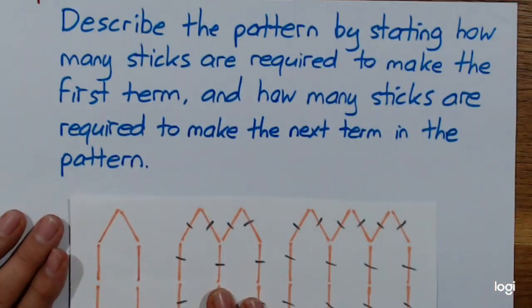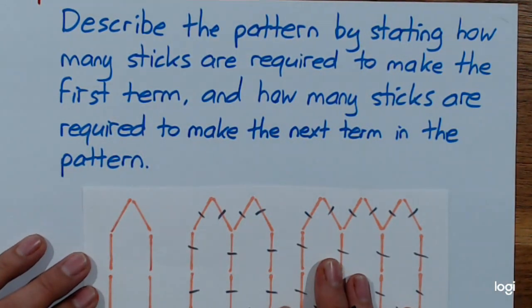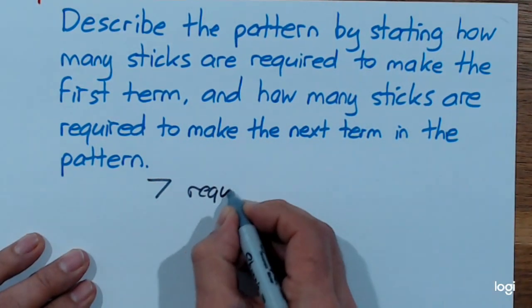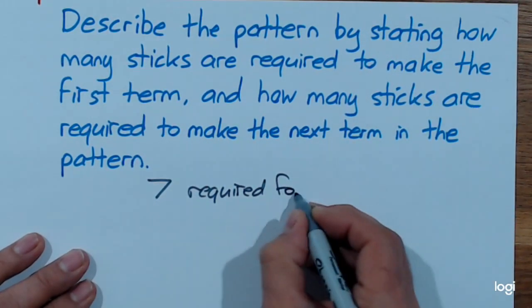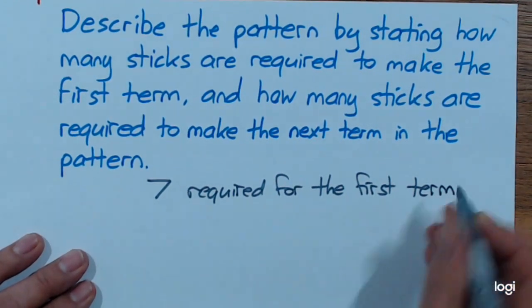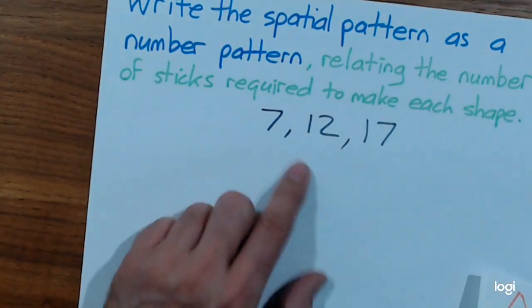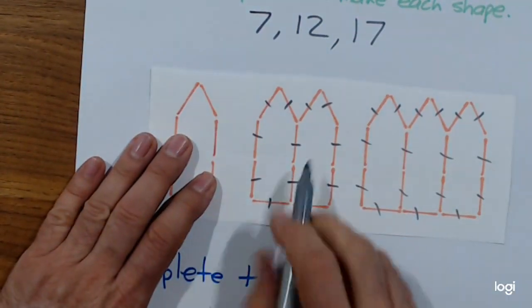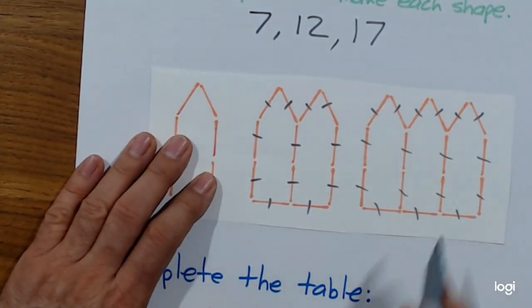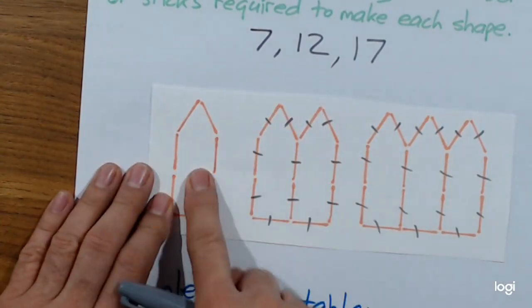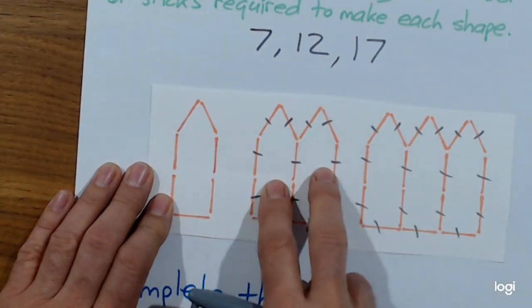Describe the pattern by stating how many sticks are required to make the first term and how many sticks are required to make the next term in the pattern. Well, there were 7 required for the first, because the first number over here was 7. And you need an extra 5 for each subsequent term, right? We added 5 and we added 5. So we needed 5 more sticks to turn this into this. We needed another 5 more sticks to turn that into that, right?